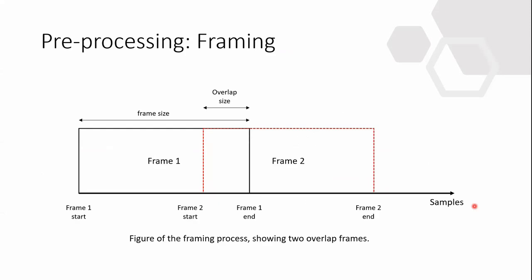Pre-processing is the first stage, which is divided in two. We first have the framing stage, which subdivides our sound files into smaller frames. The frames are overlapping, which means that our second frame will start before the end of our first frame. The overlap ensures continuity between our frames and is better suited for our feature extraction stage.